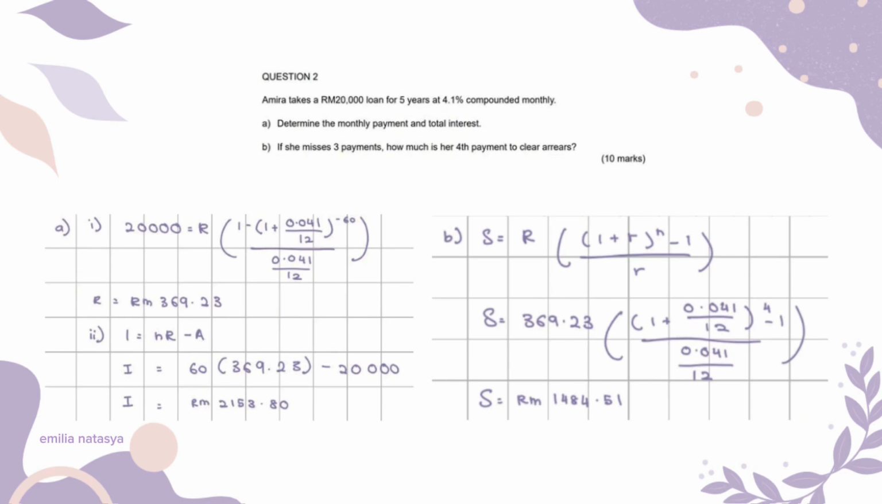For this question, Amira takes a loan of 20,000 ringgit for 5 years at an interest rate of 4.1% compounded monthly. For this question, we are asked to determine the monthly payment and total interest, and calculate how much her fourth payment would be if she missed the first 3 payments. Let us start with A.